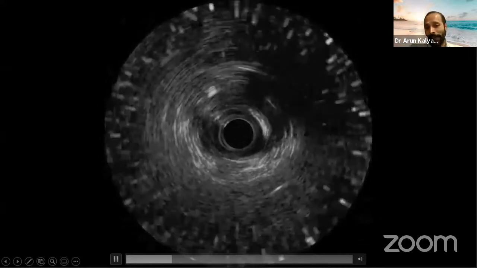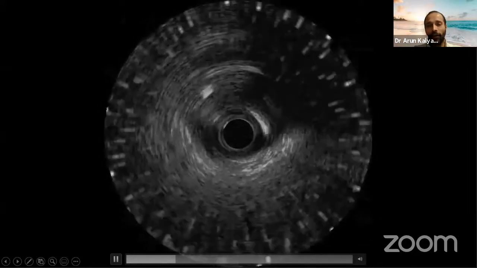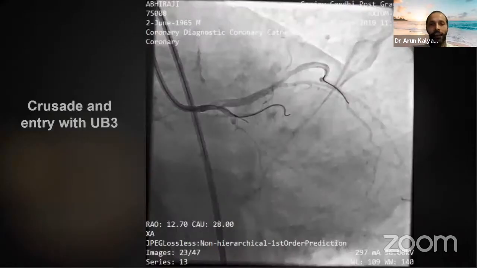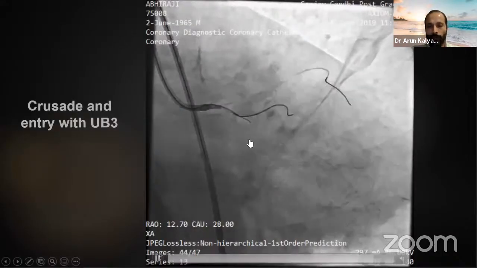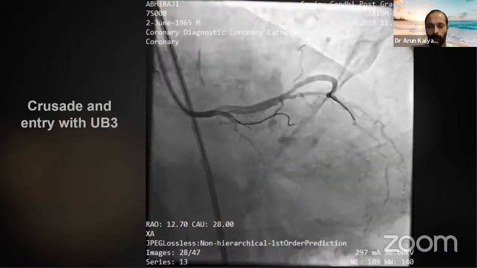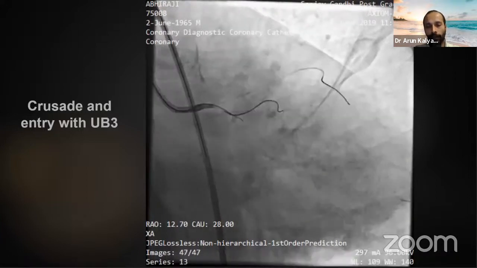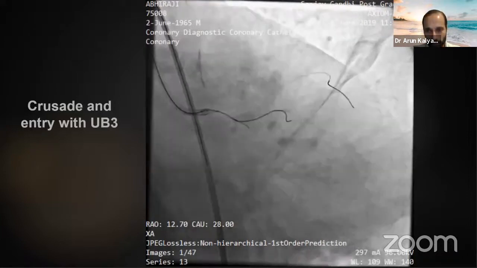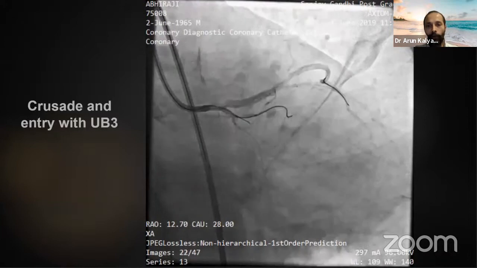We identified it, took out the IVUS catheter, put in a dual lumen catheter. There was a Crusade, and then penetrated successfully with the UB3, which is again, I don't know if UB3 is available much in the US, but it's available in Asia. So it was successfully penetrated. However, then we started running into trouble.